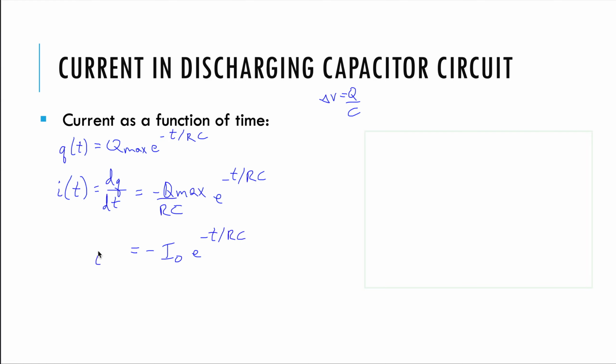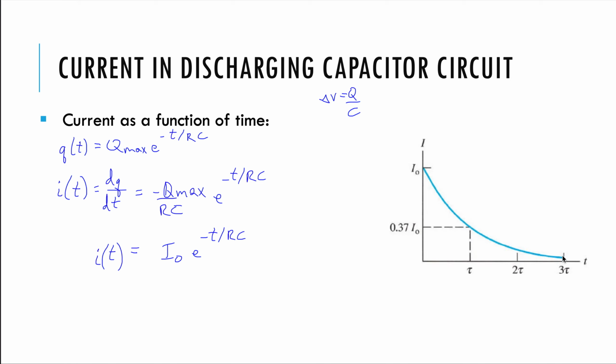The negative just means that the current is flowing in the opposite direction from before in the charging circuit. But my preference is just to look at the magnitude of this and not worry about the negative, because the graph for this is that the current is decaying as a function of time the same way that it was decaying when we were charging the capacitor. It's just going to be in the opposite direction, but the graph is going to look the same. So I just like to look at the magnitude of the current.